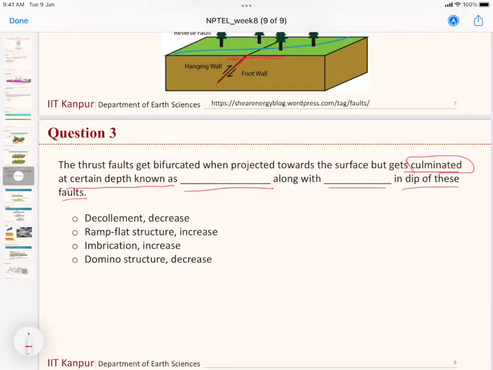So let's try to decode this question. They are trying to ask for the name of the structure where the fault bifurcates from a main fault, and then culminates or accumulates at a certain depth, where the depth could increase or decrease. The options we have are decollement, ramp flat structure, imbrication, and domino structure. This increase and decrease depends upon the depth. So first we'll discuss the structures. These four structures first we need to understand, and only then can we answer this question correctly.